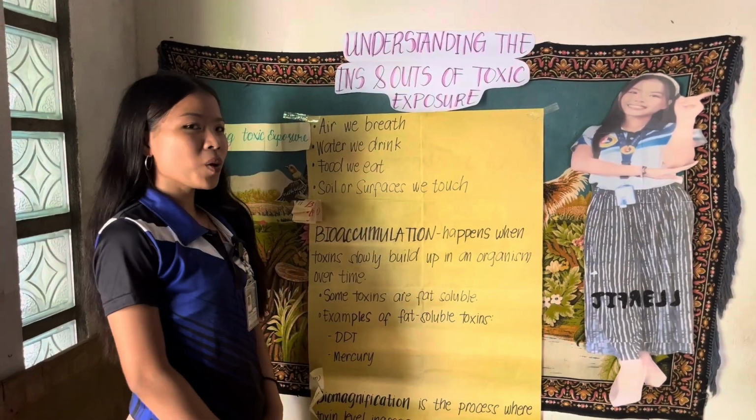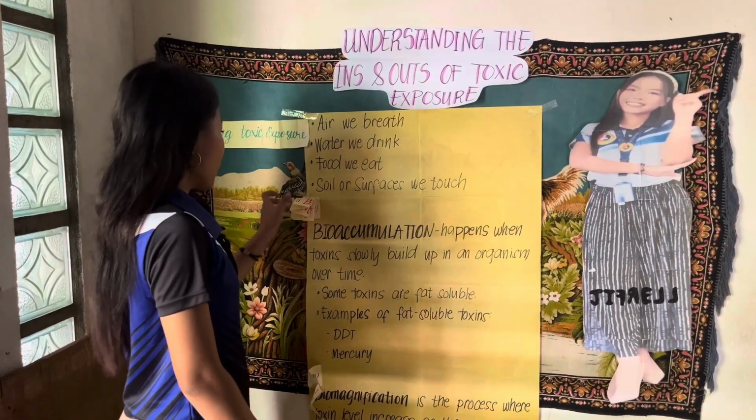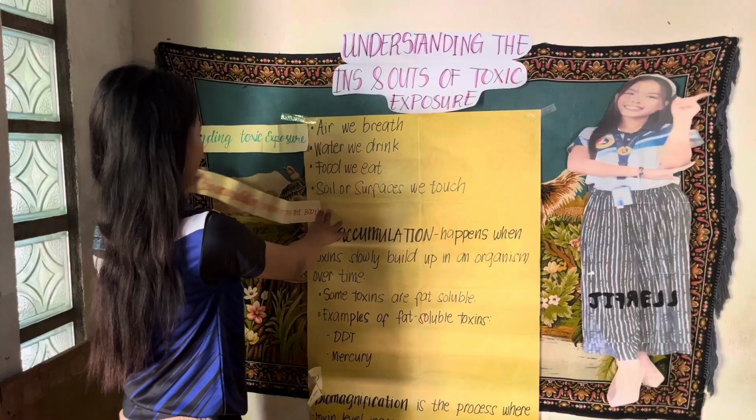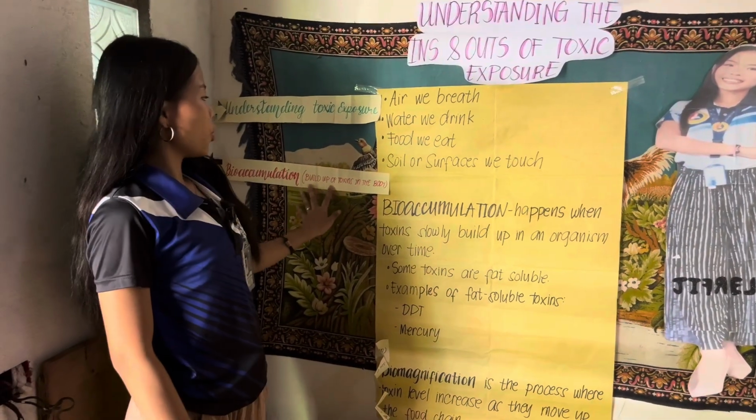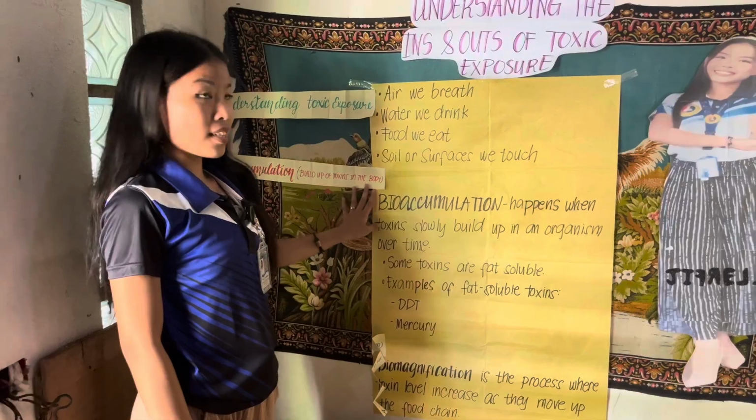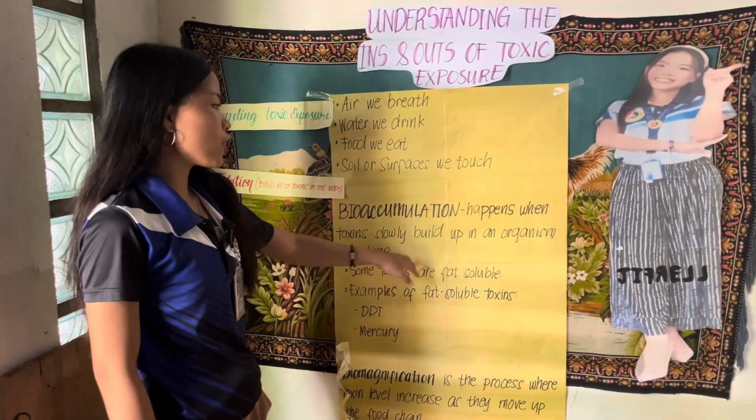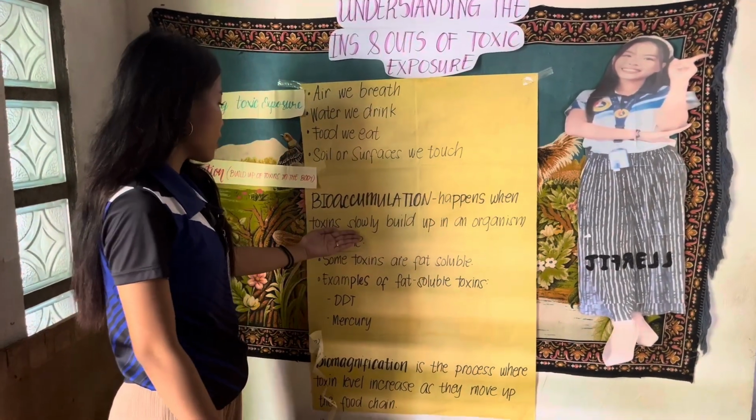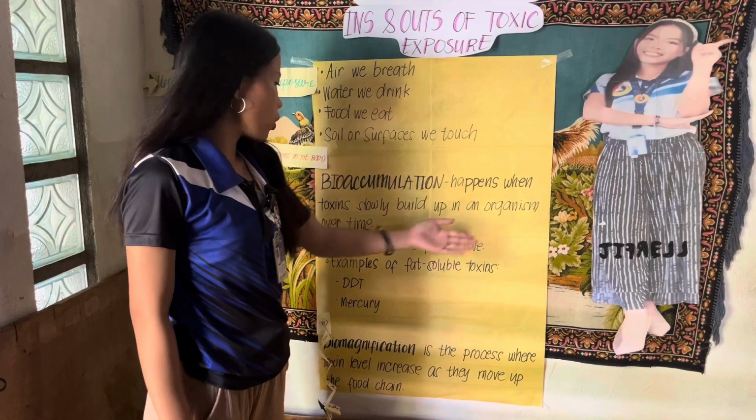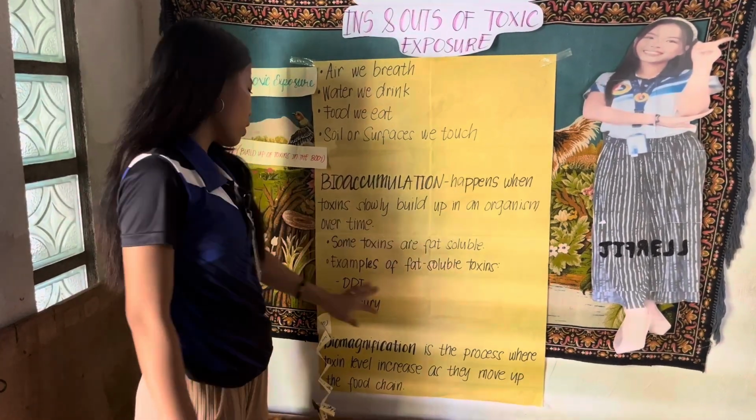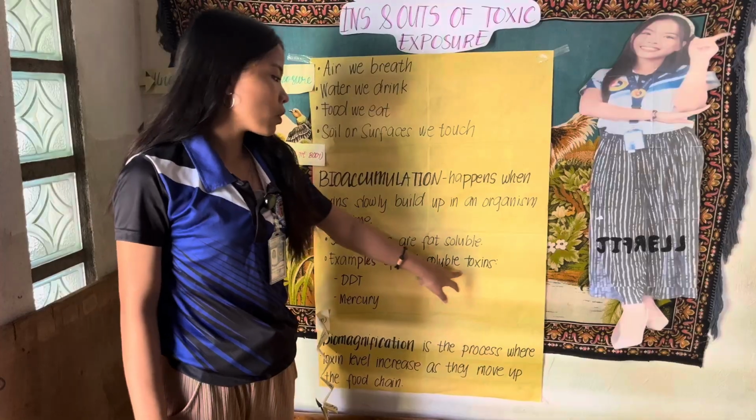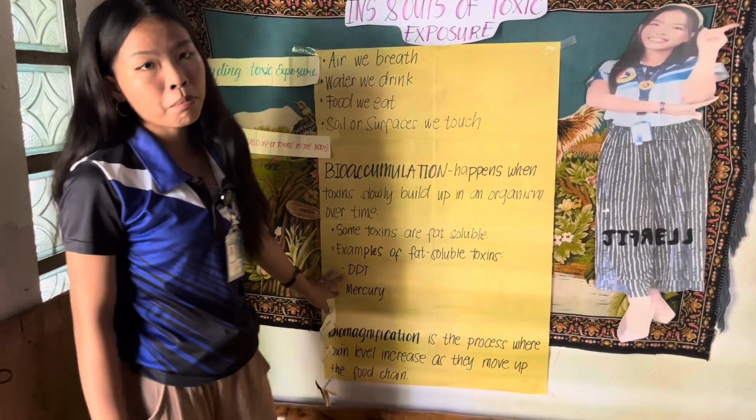So the next one is bioaccumulation, or the build-up of toxins in the body. Bioaccumulation happens when toxins slowly build up in an organism over time. Some toxins are fat-soluble. Examples of fat-soluble toxins are DDT and mercury.